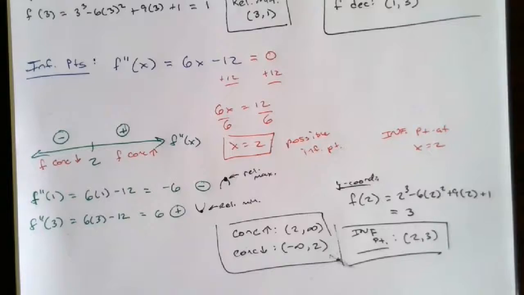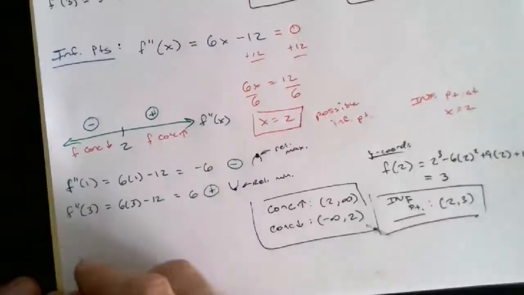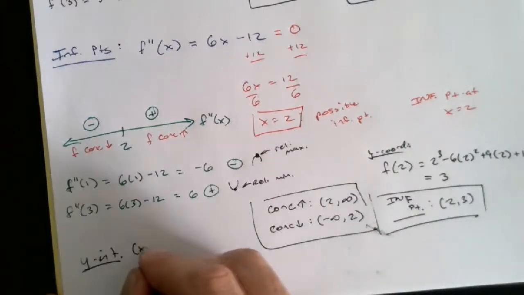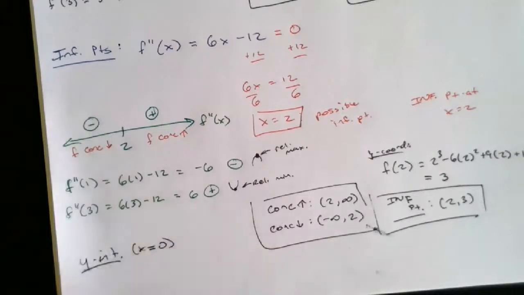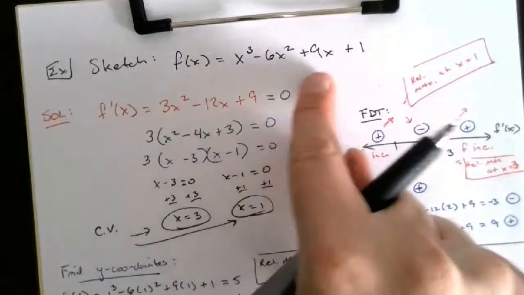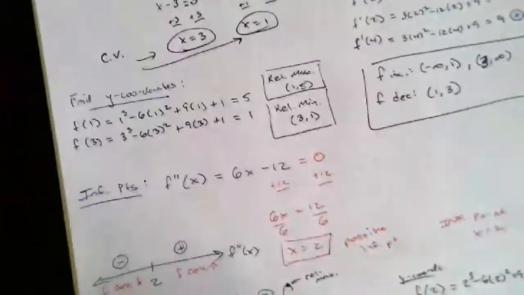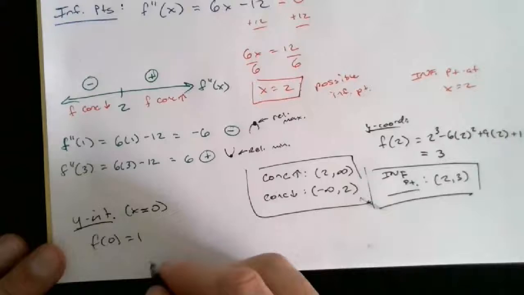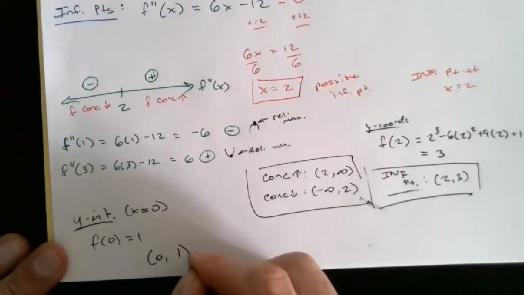The last thing you should use when you're graphing, just because it's easy enough to find, is the y-intercept. We won't worry about finding x-intercepts because they don't always come out to rational numbers. But to find the y-intercept, you set x equal to 0 in the original function. If I set x equal to 0, I'm looking for f of 0. I'm going to get 1 because all of the terms that have x in them go to 0. So f of 0 equals 1, and the y-intercept has the coordinates 0, 1.